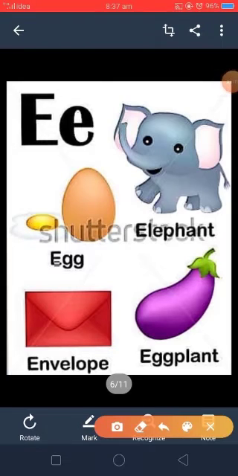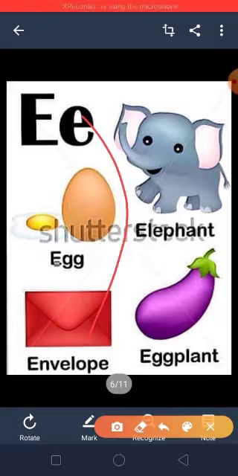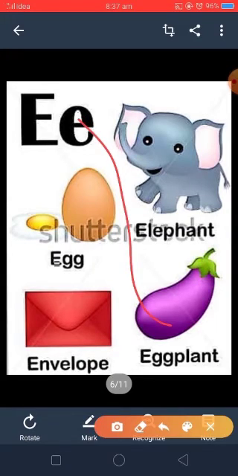Capital E is written as small e. That is E for elephant, E for egg, E for envelope, E for eggplant.